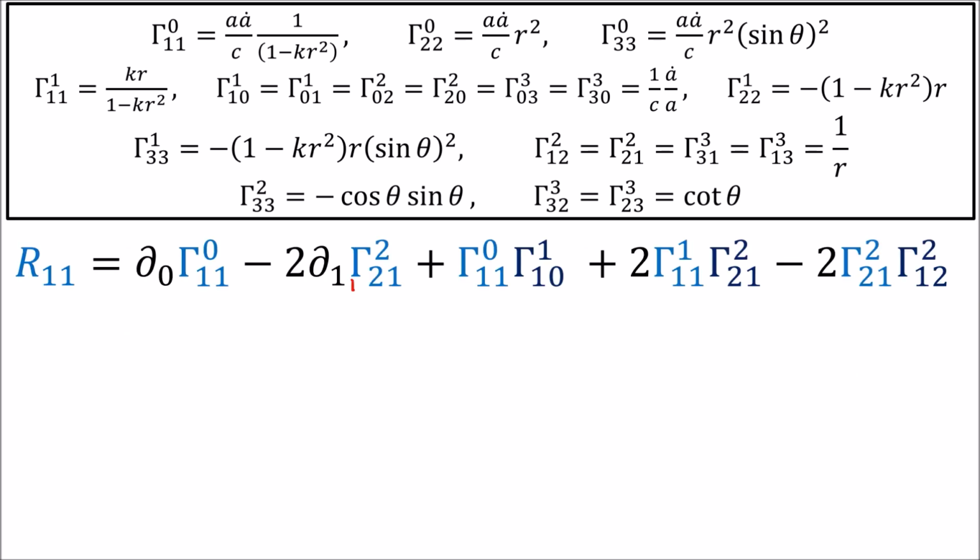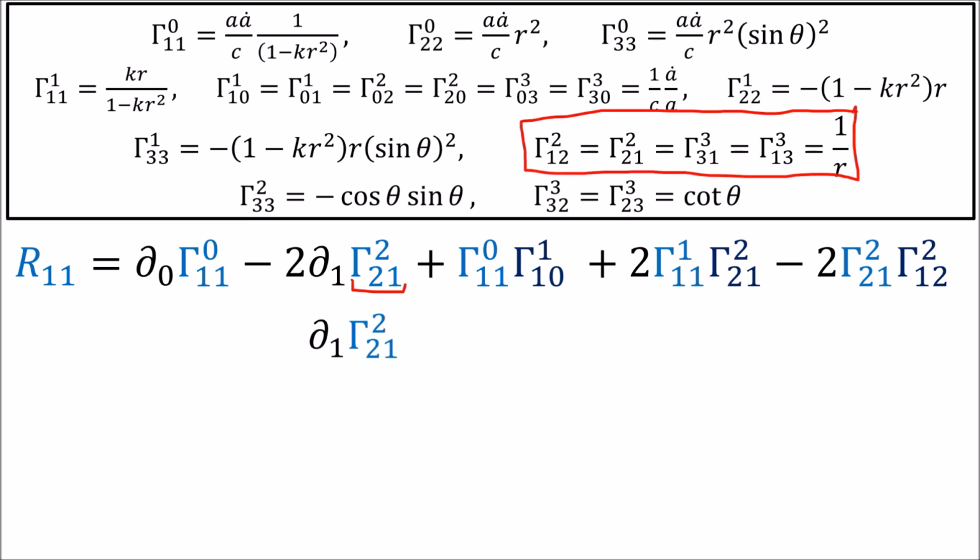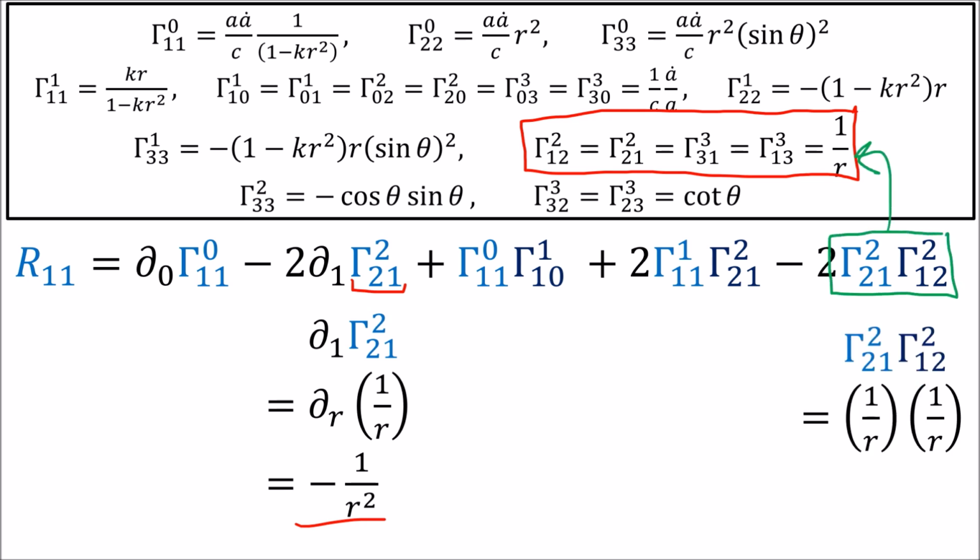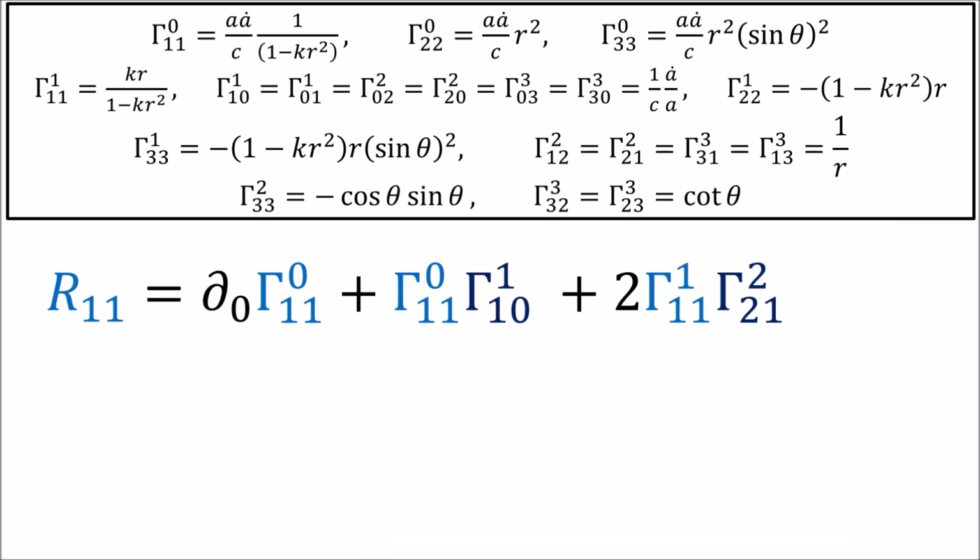Now, if we look at this term, this is the r derivative of 1 over r, which is negative 1 over r squared. And this term is 1 over r times 1 over r, which is positive 1 over r squared. So these terms cancel, and we're left with this formula for R11.